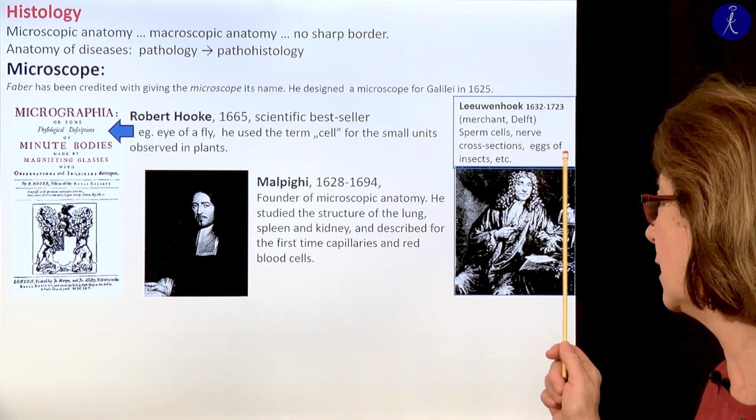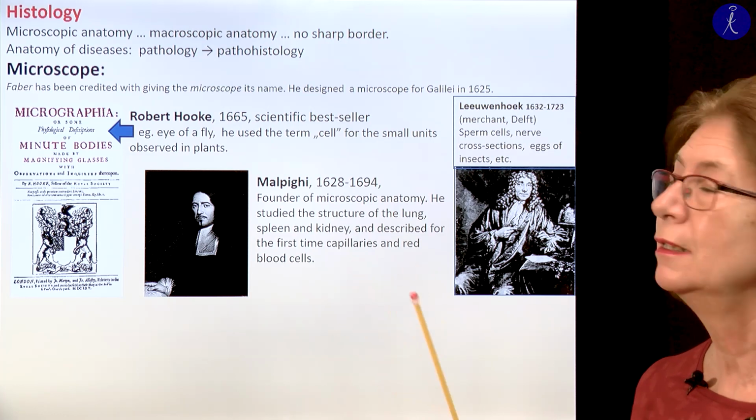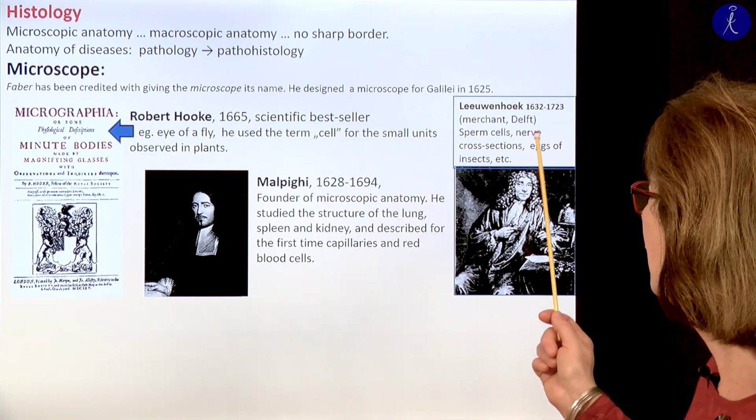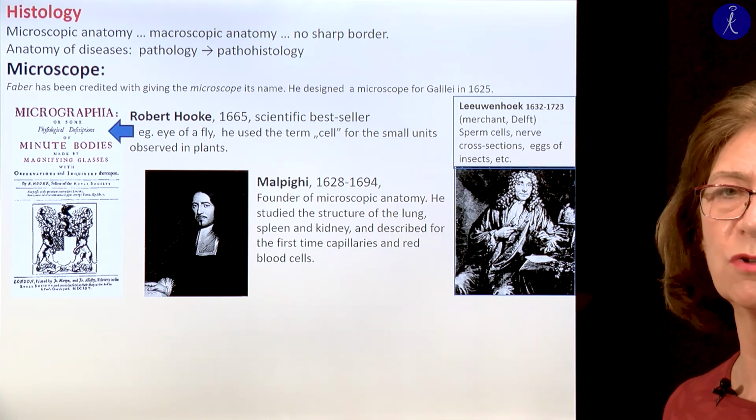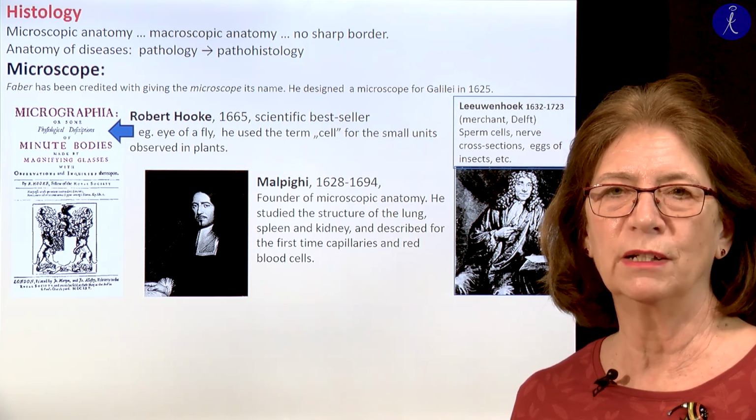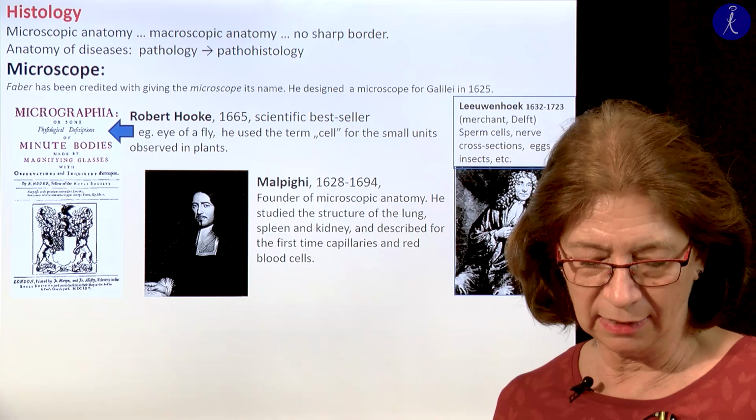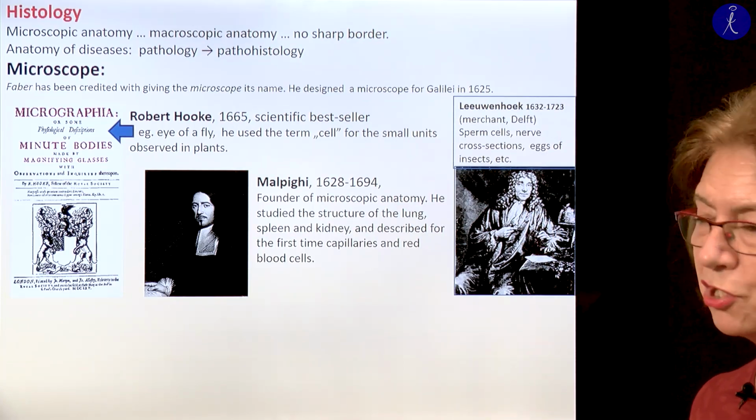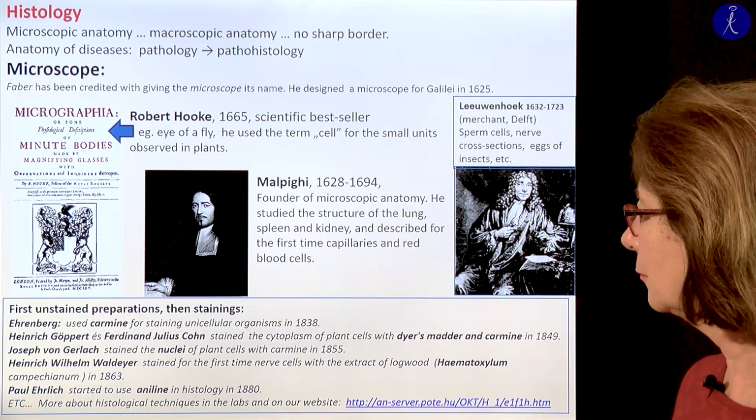Among others, he also examined sperm cells. That was also quite easy to examine, and he made nerve cross-sections. And in the nerve cross-sections, he saw these structures that we today call nerve fibers. At that time, he didn't know yet what that was. He just saw that there is something in it.